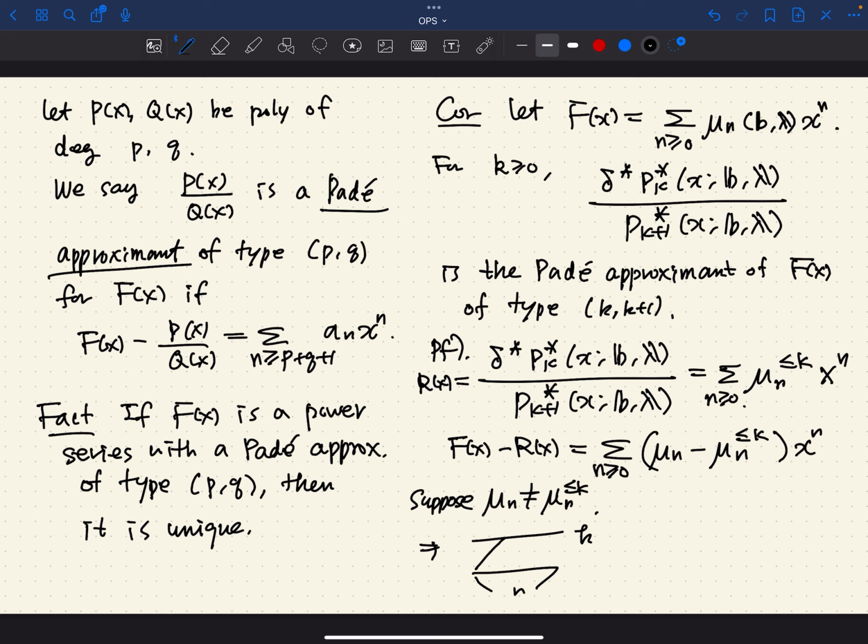We have to somehow go below this, and then we have to return to this. That means n must be greater than or equal to (k plus 1) times 2: k plus 1 for this, and another k plus 1 for this. So it is greater than or equal to 2k plus 2. So it is greater than or equal to this. It's like this. So it does satisfy the definition of the Padé approximant. So that's the proof.